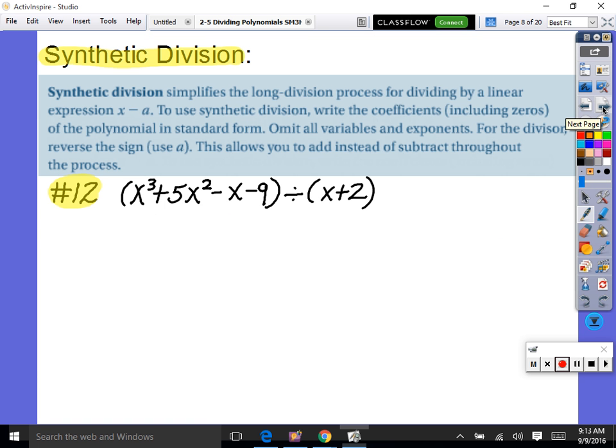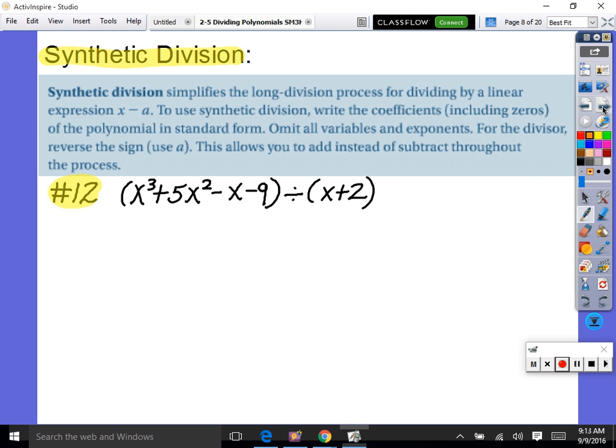Synthetic division. Okay, so everybody, you're going to love synthetic division because it's way quicker than long division. I will always use synthetic division over long division if I can. So if I ever have a linear factor or a linear thing that I'm dividing by, go to synthetic division. Once again, synthetic division just simplifies the long division process for dividing a linear expression. To use synthetic division, you write the coefficients, which is just a process we're going to learn, so you'll understand it once we do it.